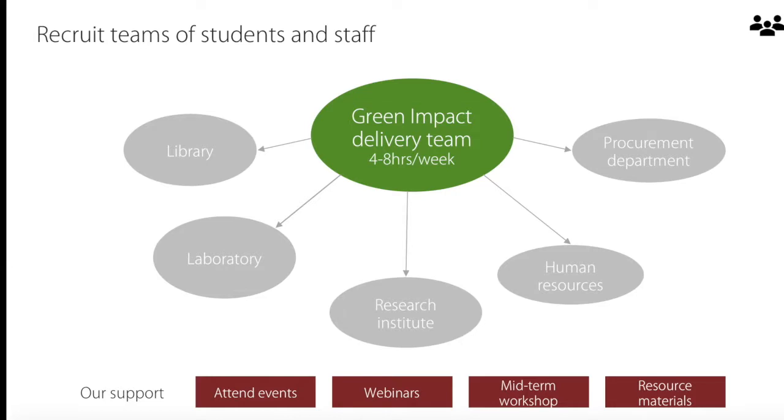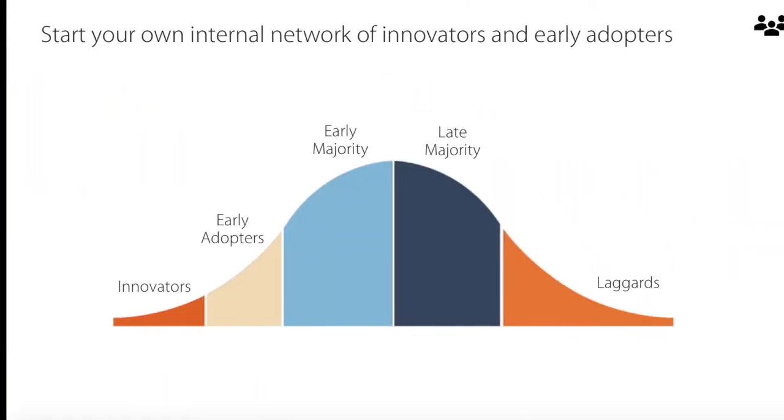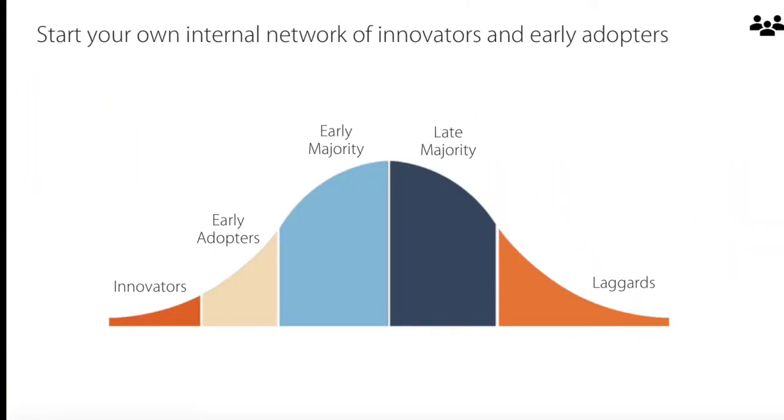For example, getting teams involved, or for teams to reach out to other members of staff to join their team, or maybe sometimes teams have issues with particular actions, and then we can tackle those in the midterm workshop together or through webinars. Overall, Green Impact is about starting your own internal network of innovators and early adopters.